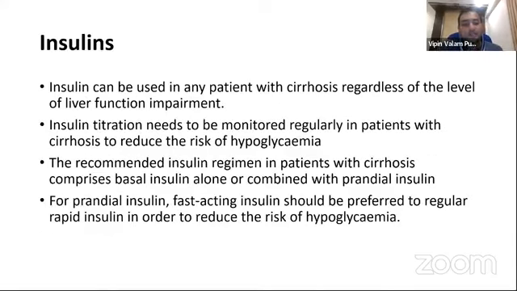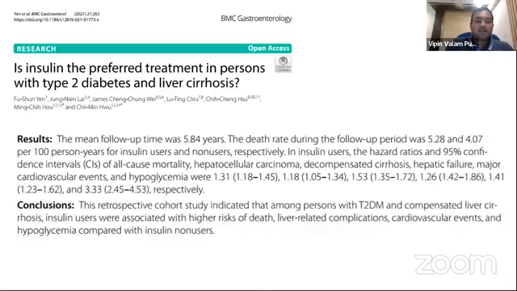And insulins, as we discussed, is one of the agents which can be used in any stage of liver dysfunction. But the most important thing, it can produce hypoglycemia. So titration is the most important key. And generally, patients require a basal insulin along with the prandial insulin to control their blood glucose. And if you are using a prandial insulin, a fast-acting insulin analog should be preferred because it will prevent the immediate postprandial hyperglycemia and late postprandial hypoglycemia. So this is, in a nutshell, regarding these different agents.